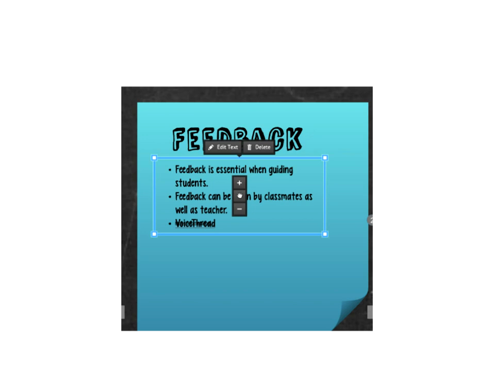VoiceThread is a tool where you put an artifact in the center of the thread, and then all around it are comments. So you can put a picture, a document, a Word document, a video, a URL, and then surrounding it, everyone can comment.